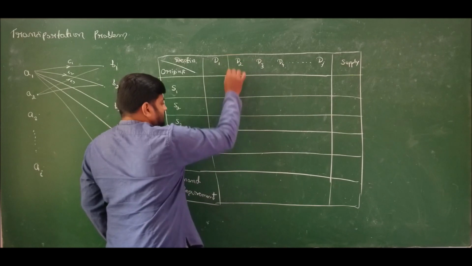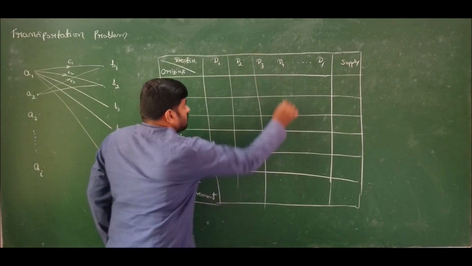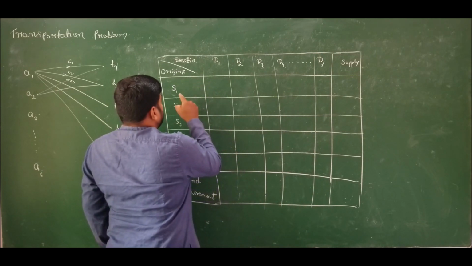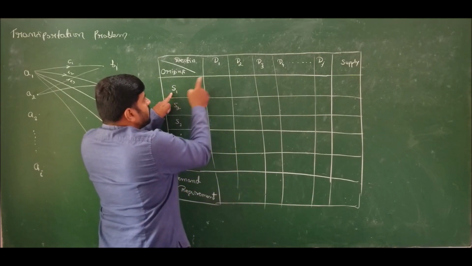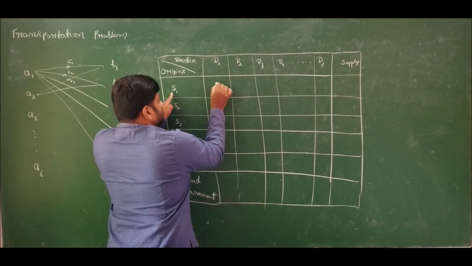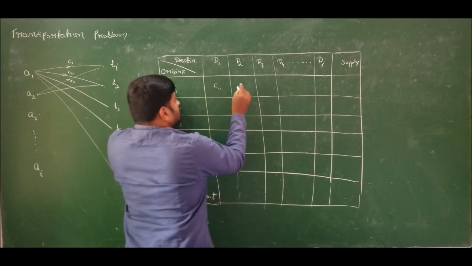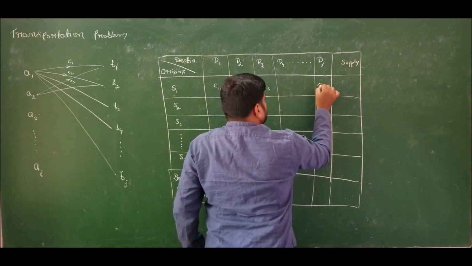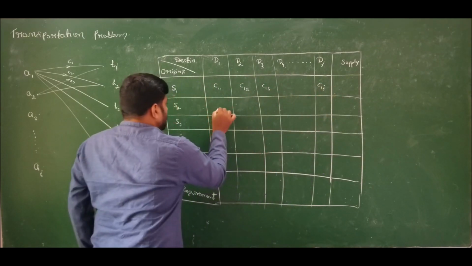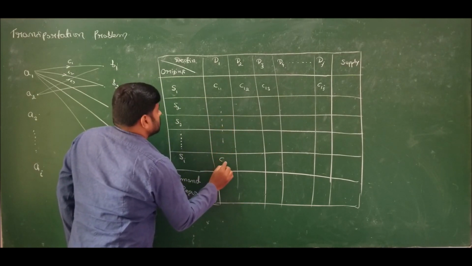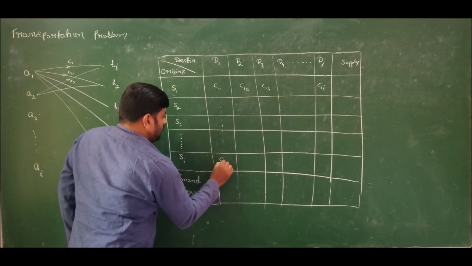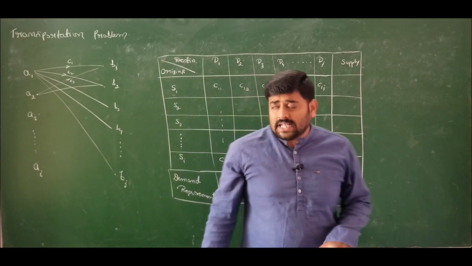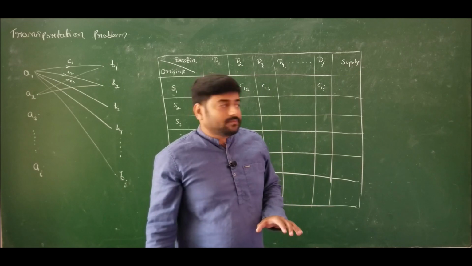Now transferring this, we will have the cost that is going to be incurred. Like from source S1, if I transfer a commodity to destination D1, the cost incurred will be C11. Similarly we have C12, C13, like that I will get C1j. Similarly if I go down, I will get Ci1. Correct? So this is the representation of the transportation problem in matrix form.